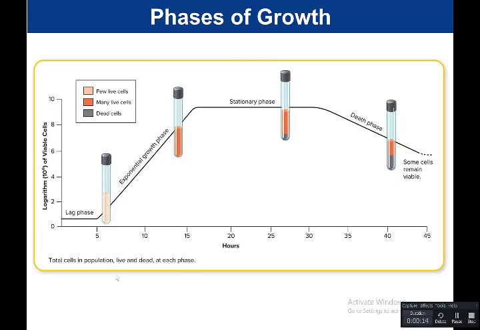And so we're going to put some notes for each of these 4 phases. So in the first phase of growth, is called the lag phase.